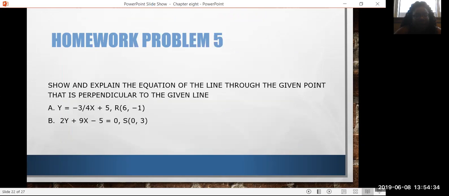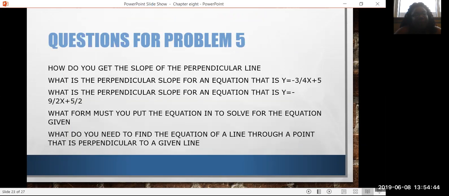And then we're on to number 5. In number 5, we're talking about equations of the line through the given point that is perpendicular to the given line. So my question for problem 5 is, how do you get the slope of the perpendicular line? And my answer to that was that the slope is the negative reciprocal of the original slope. So you have to know what the original slope is.